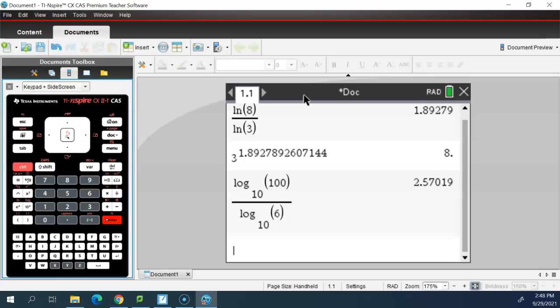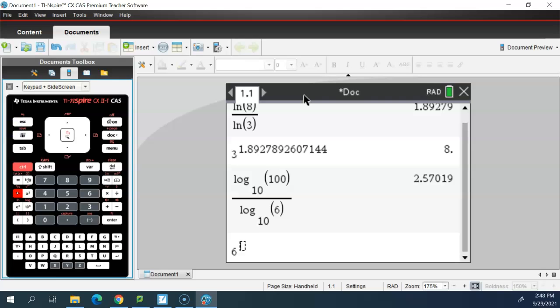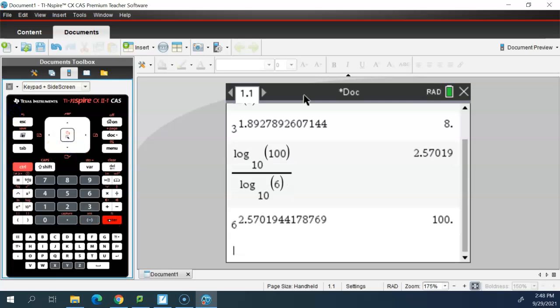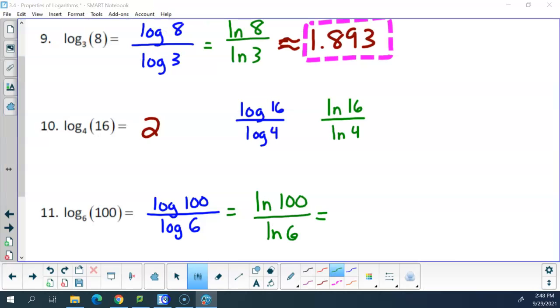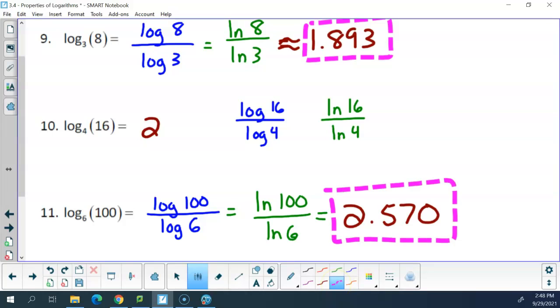Okay, check it, right? Because we want to be on 6, so the exponent of 6 to the answer gives me 100. 2.57. Okay.